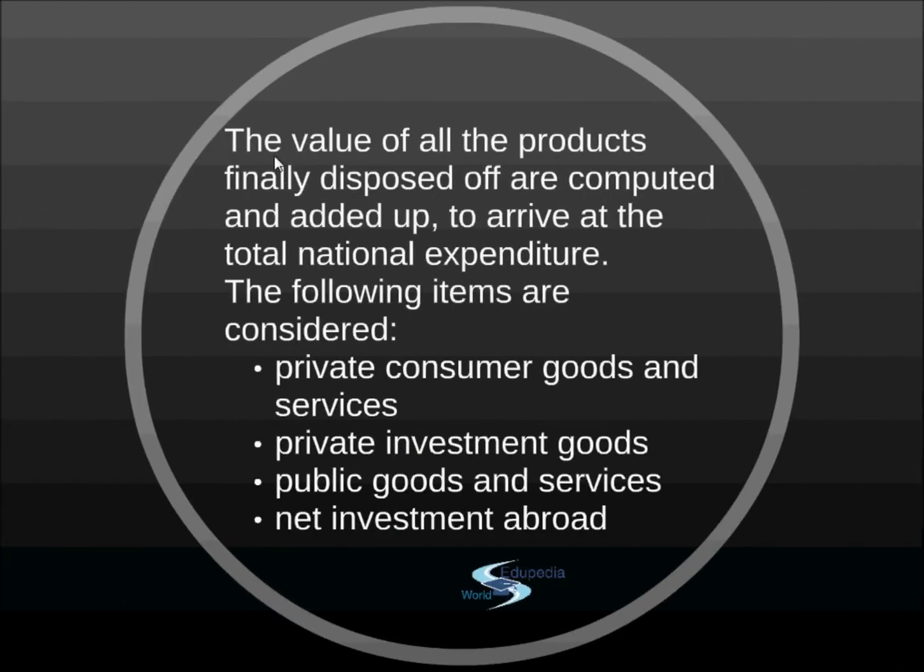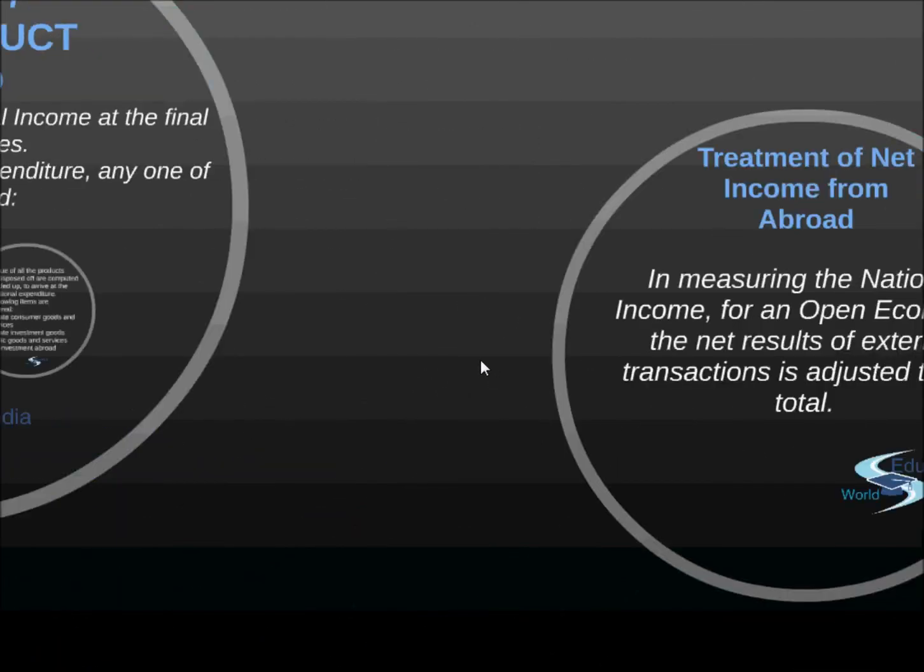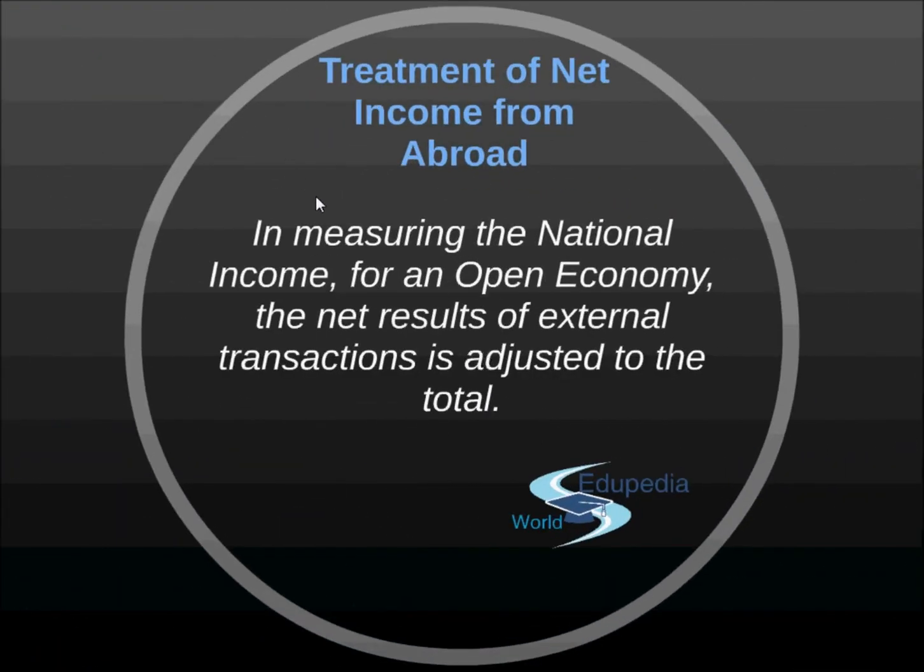And the next method in order to calculate national income by expenditure method is that the value of all the products finally disposed of are computed and added up to arrive at the total national expenditure. And the following items are being considered here: the private consumer goods and services, the private investment goods, the public goods and services, and the net investment abroad. So these are the expenditures which are considered under the second method of expenditure method. So these were the various methods of calculating the national income.